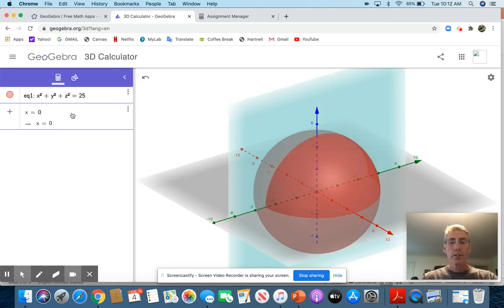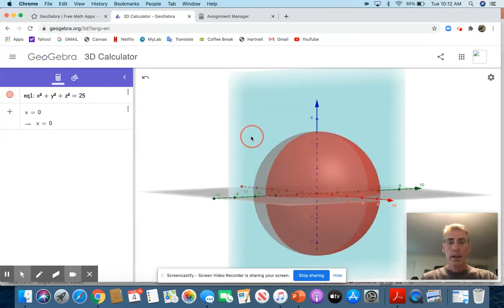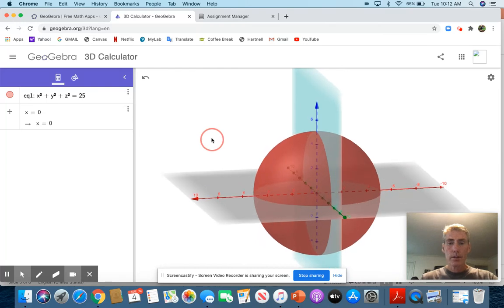So x equals 0 is this plane right here, the blue plane. The red axis is the x-axis, and they're saying x is equal to 0. So you don't go out along the red axis, and you don't go back in the negative red axis. But once x is 0, then y could be anything and z could be anything.